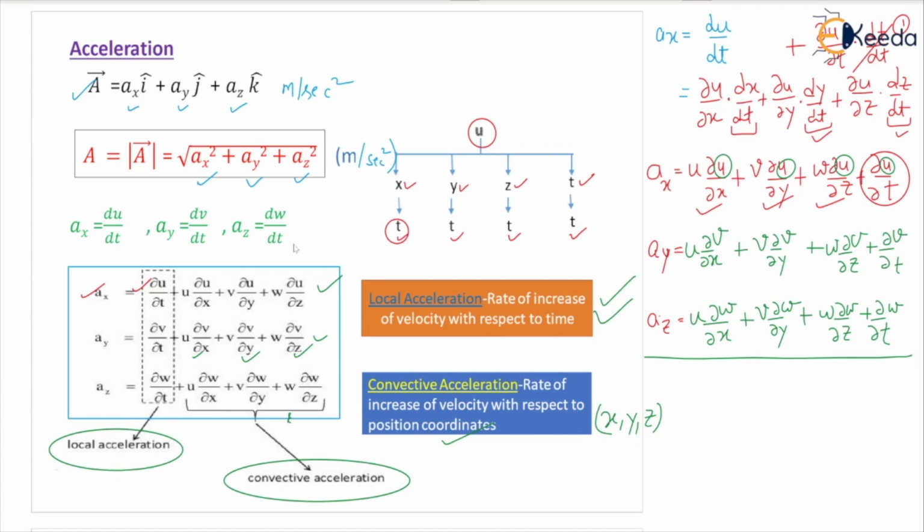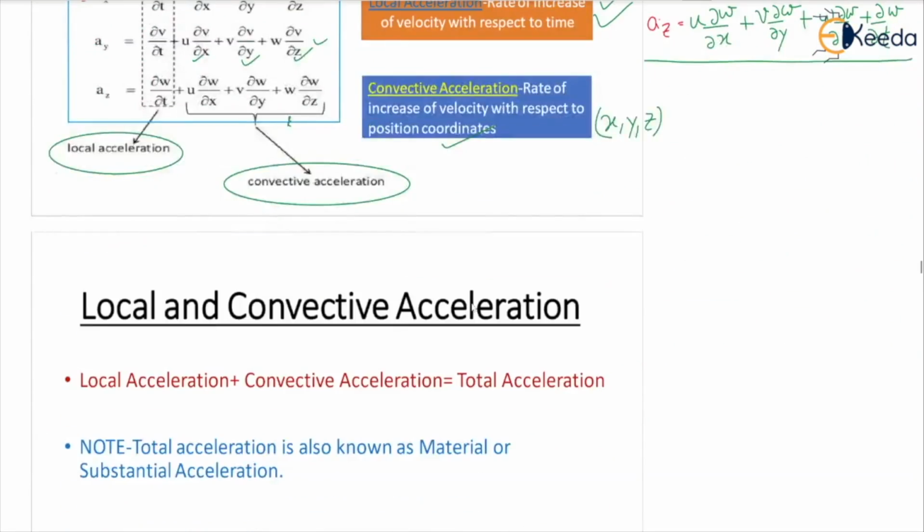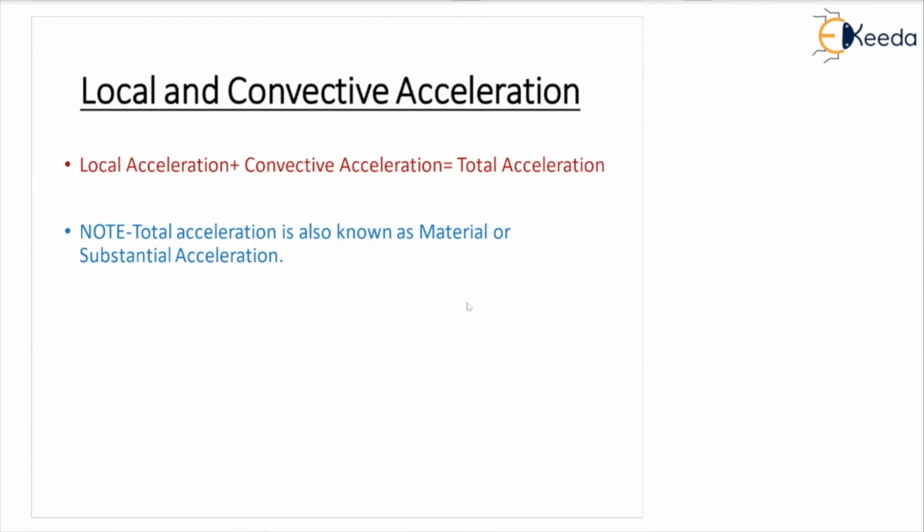And one more thing, local plus convective, we'll go and see in the next slide. Yeah, look at this. Local and convective acceleration can also be called as total acceleration. So local acceleration plus convective acceleration is called as total acceleration. Correct? So when you add local plus convective, it is called total acceleration. Sometimes in the examination, they'll ask you to find out only acceleration. So you should not confuse which acceleration I should find, whether local or convective. The answer is total acceleration. When nothing is mentioned, only acceleration, you have to find the total acceleration.